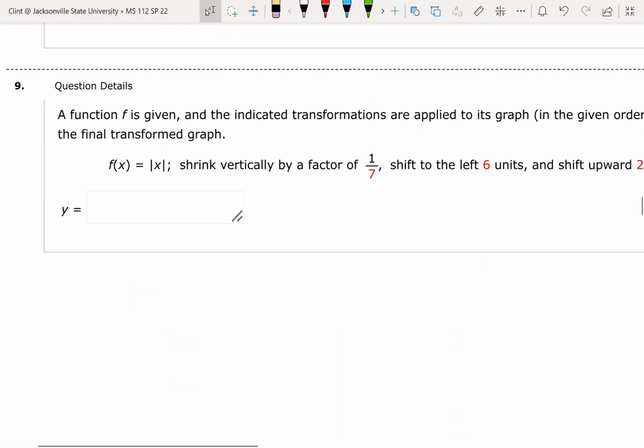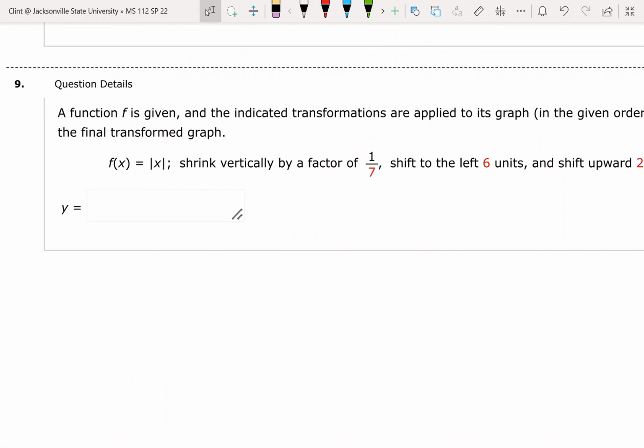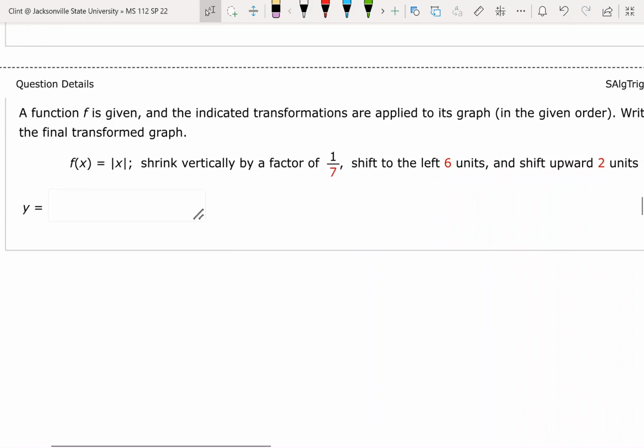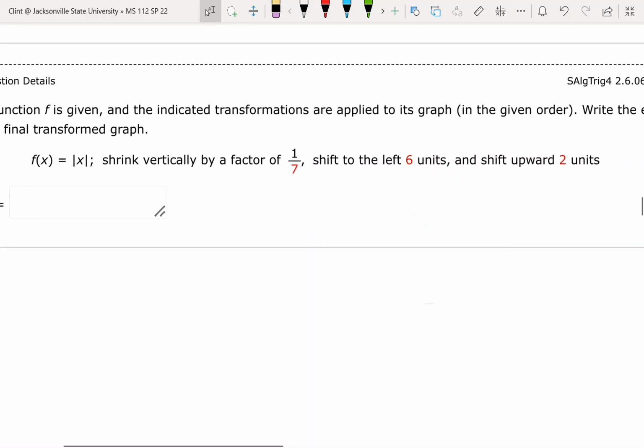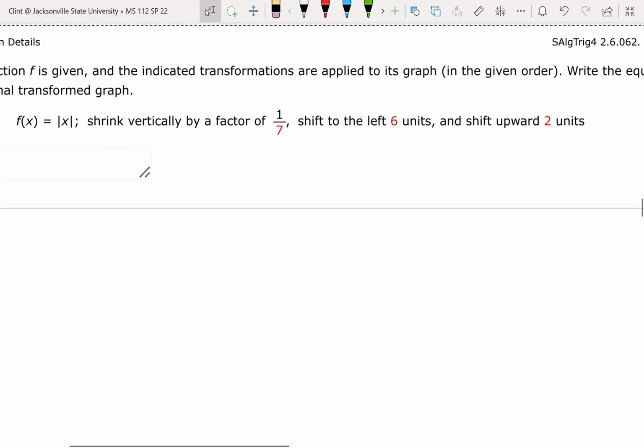Okay. Number 9, we're going the other way. We got to write down what the function would look like. So we're starting with absolute value of x, and then we got these things we've got to do. So first it says shrink by a factor of 1/7. So we'll have 1/7 just multiplying the absolute value part.